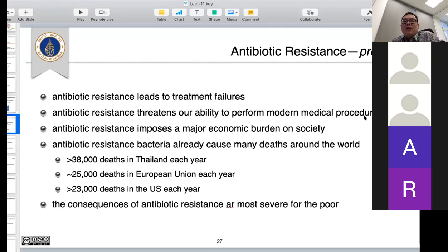Antibiotic resistance imposes a major economic burden. That's of course, just like coronavirus now, any country stockpiles antibiotic, okay? And it costs many deaths around the world, even in Thailand, quite high. More than 38,000 people a year die from antibiotic resistance. It means no antibiotic, no method to kill the bacteria in those patients because they get infected with bacteria that resist antibiotic. Okay.